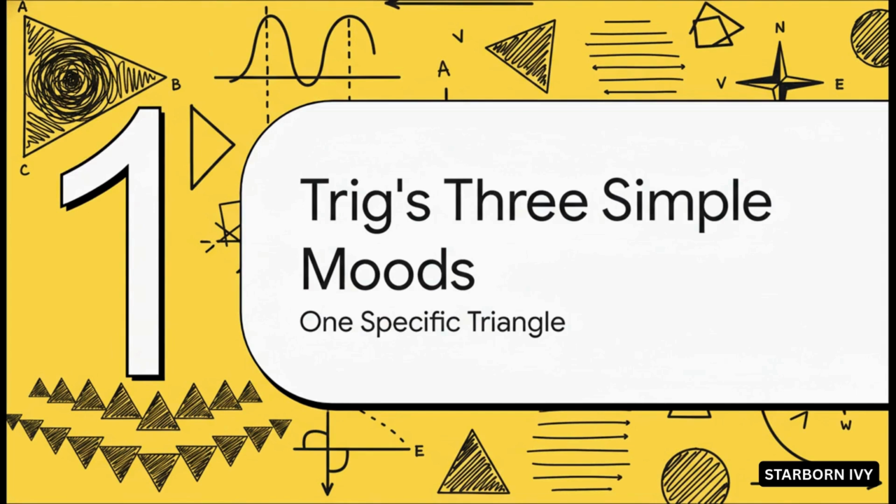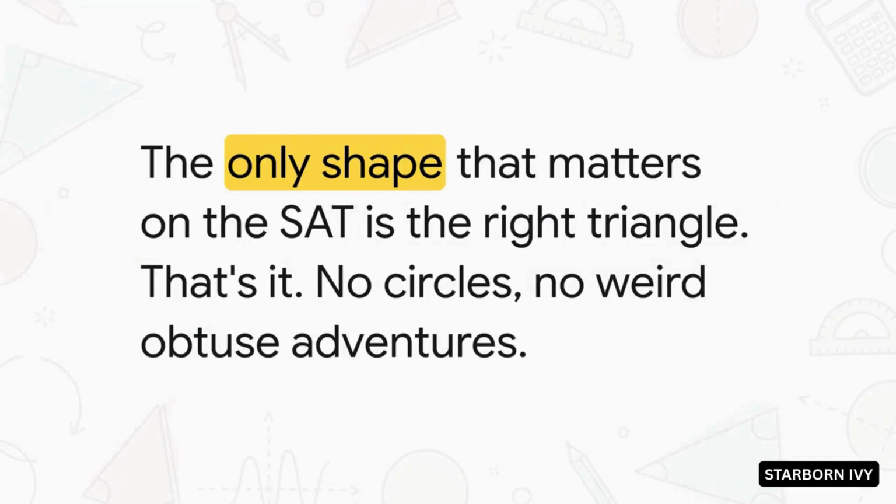What's the one thing the SAT keeps testing over and over again? It's not some weird, complex geometry. Nope. It all comes down to one single shape. And that right there should be a huge weight off your shoulders. Seriously, you can forget about all the other kinds of triangles. Every single trigonometry question you'll see on the SAT boils down to the relationships inside this one simple shape.